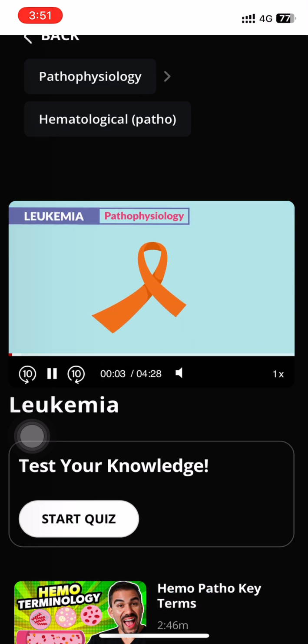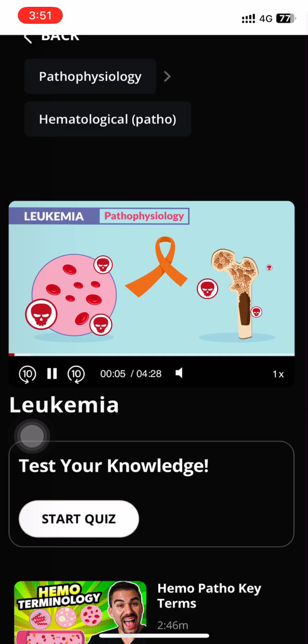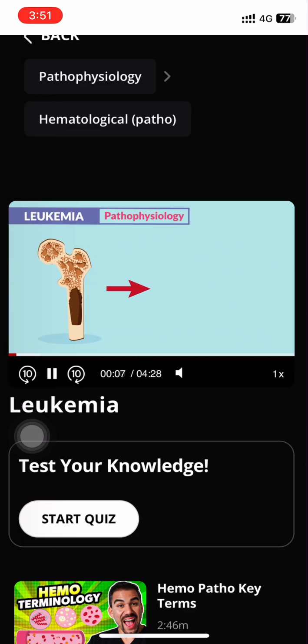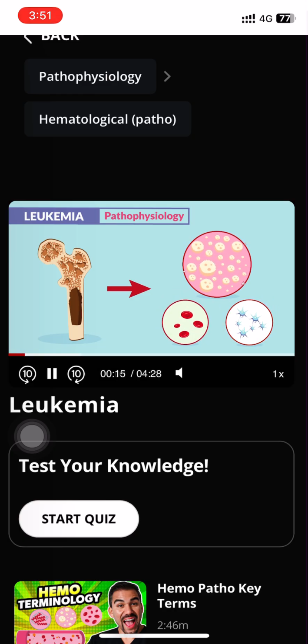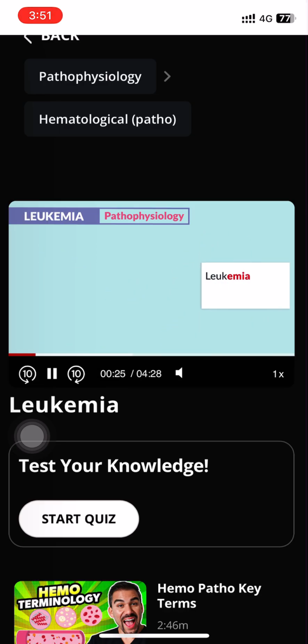Leukemia is a type of cancer that affects the blood cells and bone marrow. You see, bone marrow is responsible for making blood cells like WBCs, RBCs, and platelets. But in leukemia, we have an overproduction of white blood cells that crowd out the production of normal cells, leading to low RBCs and low platelets. So let the name help you here.